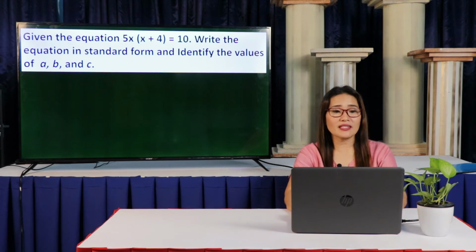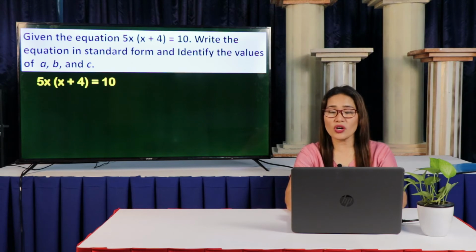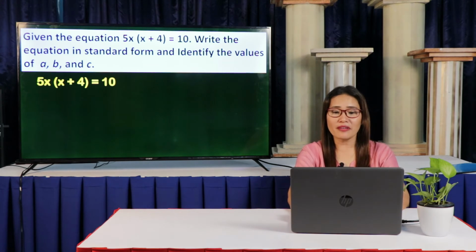Write the equation in standard form and identify the values of a, b, and c. Say you have the quadratic equation 5x times the quantity of x plus 4 equals 10. How are you going to write the equation in standard form? Since the equation is not written in standard form, to transform it, use the distributive property.